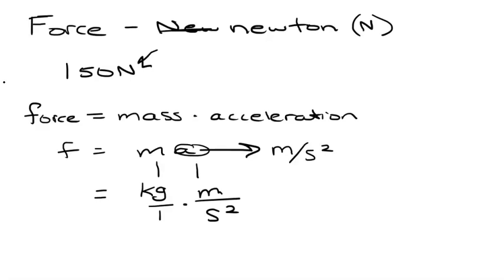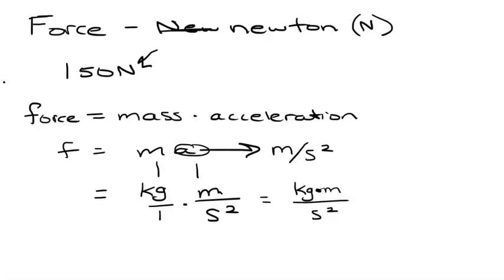Nothing cancels, right? The kilograms don't cancel, the second squareds don't cancel, so you just carry that over and you write it like this: a kilogram meter per second squared. So kilogram times meter per second squared. Well, that's a multiplication sign there. Kilogram meter per second squared.